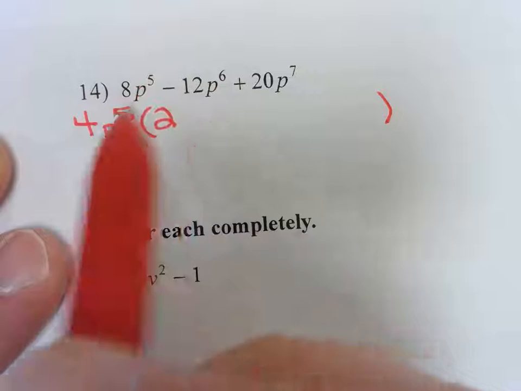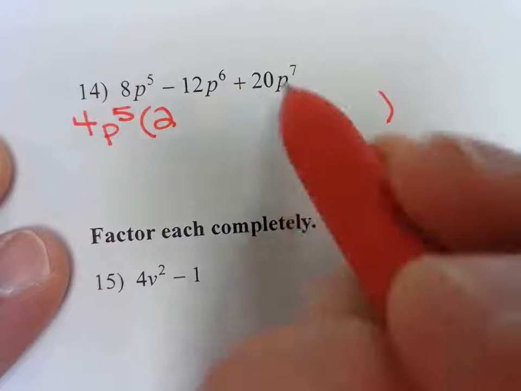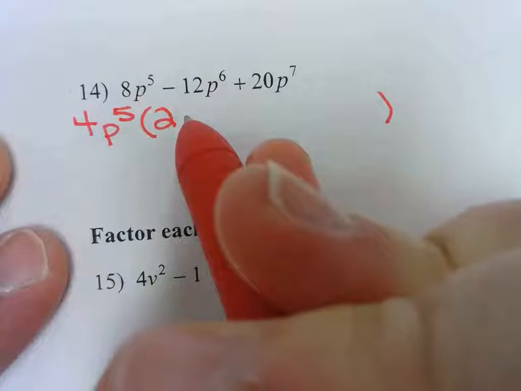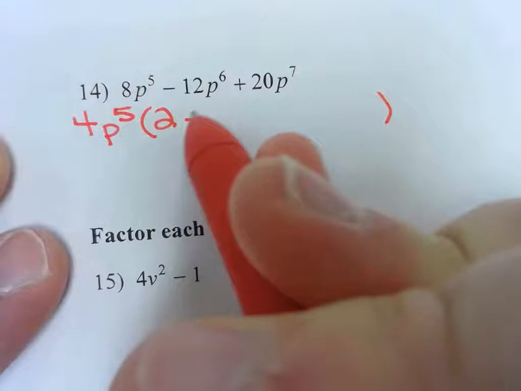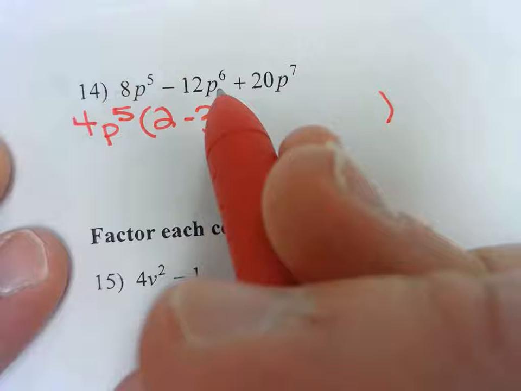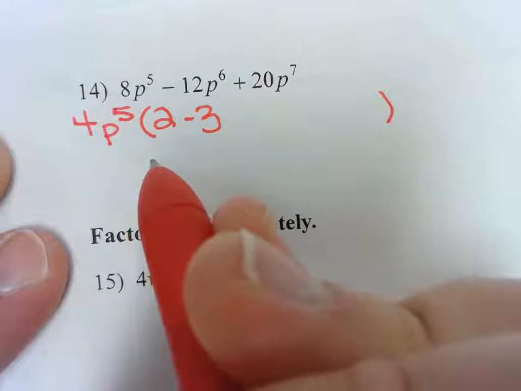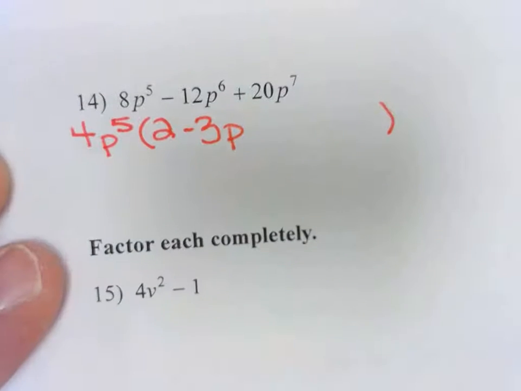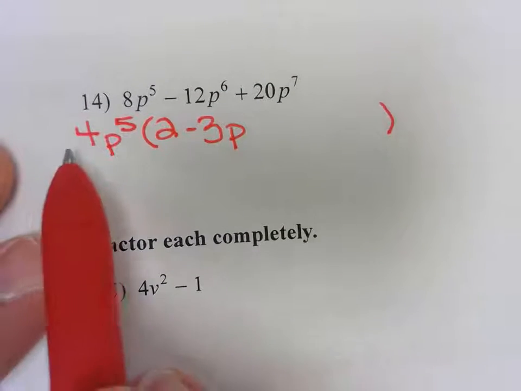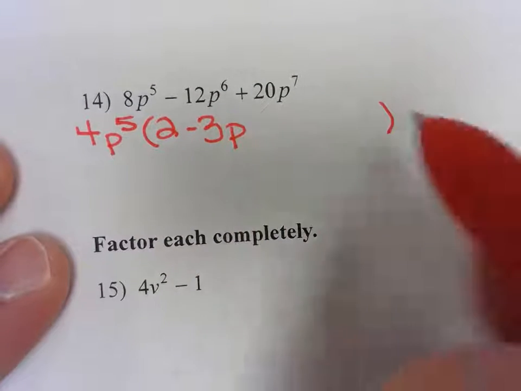And then the next term. 4 times what gives me -12? -3. I started with p to the 6th, and I took out p to the 5th, so I'm going to have p to the what left over? First. So just -3p. 4 times what gives me 20?